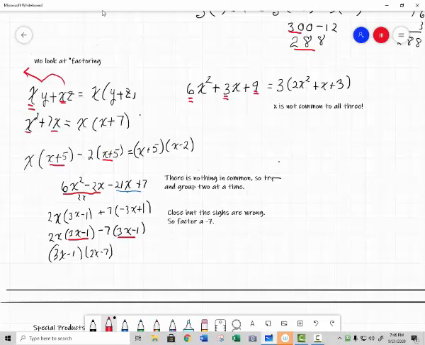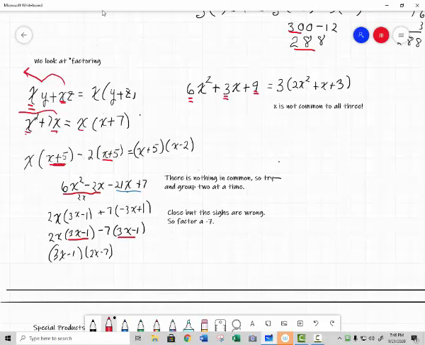If I have x squared plus 7x, you see that there is a common x. So I'll take that common x out of the equation and write it as x times x plus 7. If I distribute, I will get x squared and 7x. That's the concept. Now it doesn't make any difference what's common.